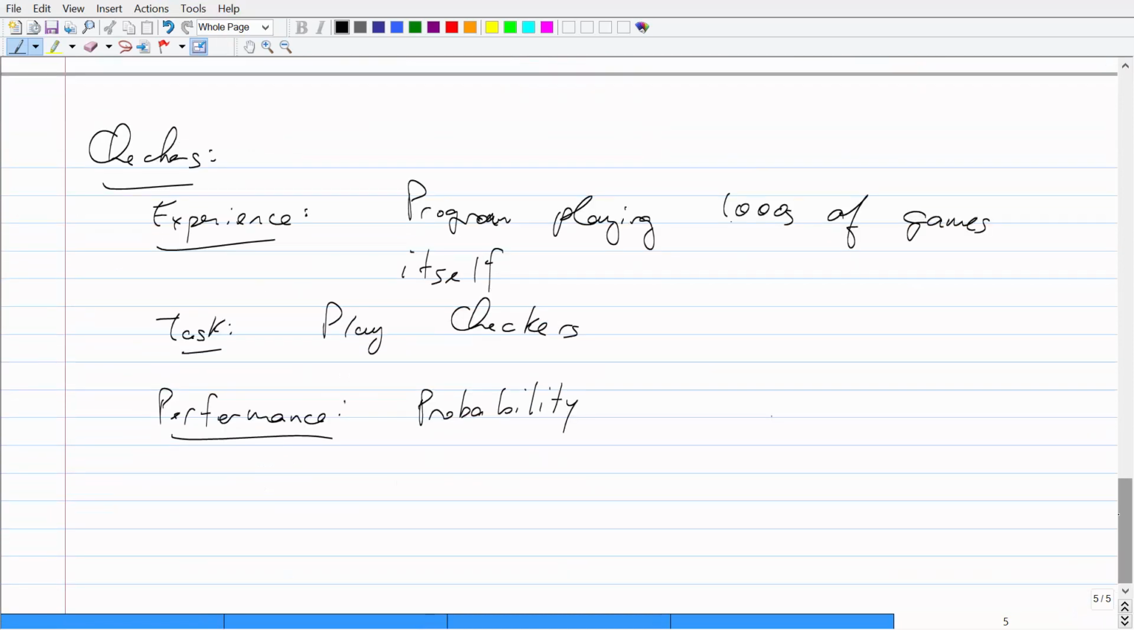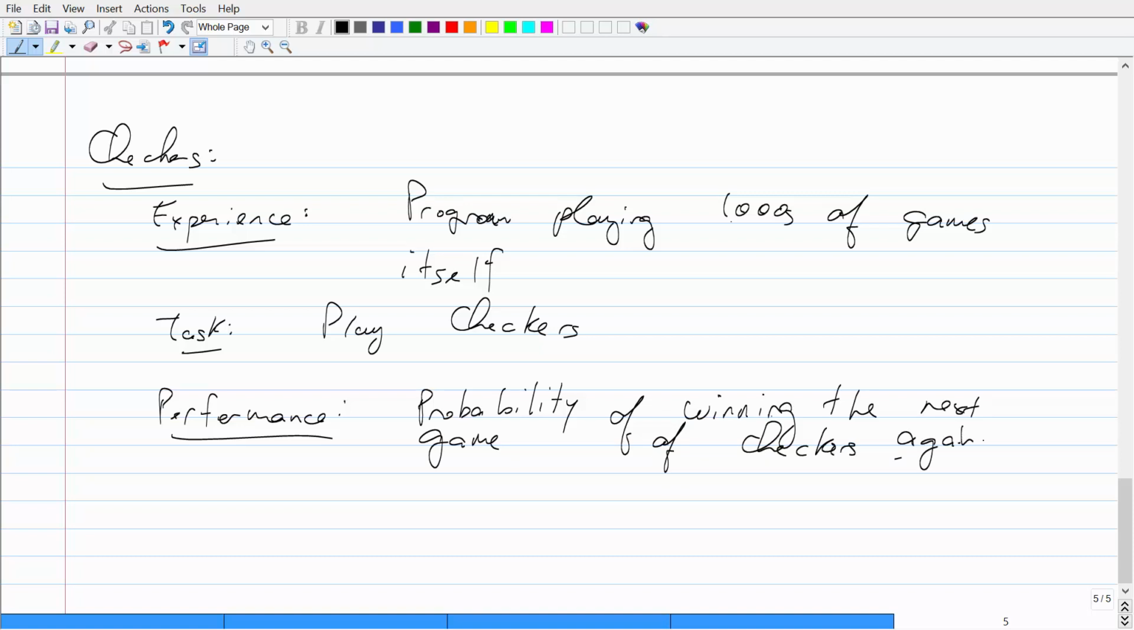Probability of winning the next game of checkers against a human player. Okay, that's nice. So that's a nice definition of machine learning, so let's go a little deeper.